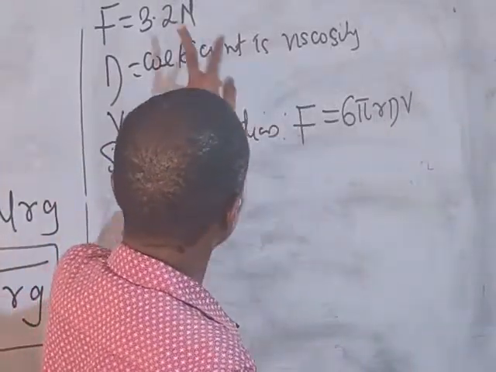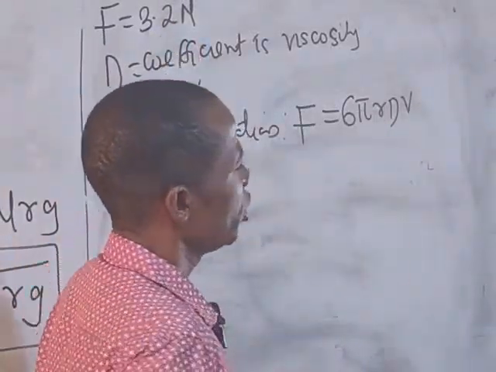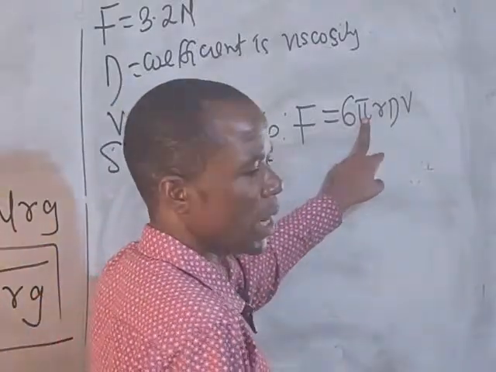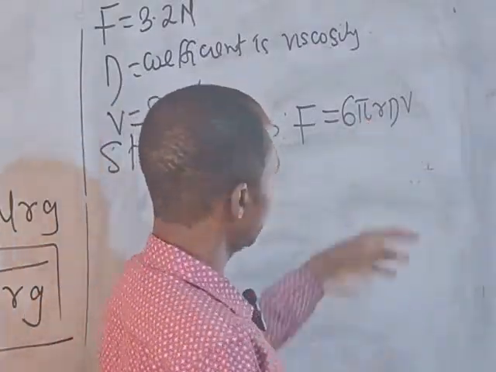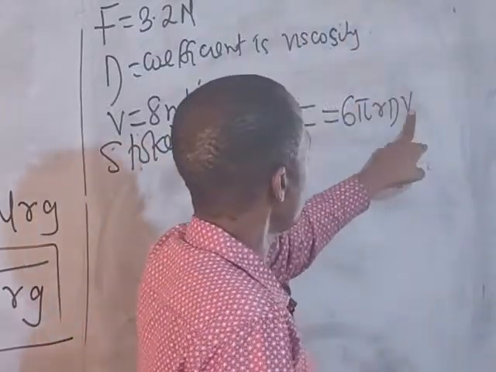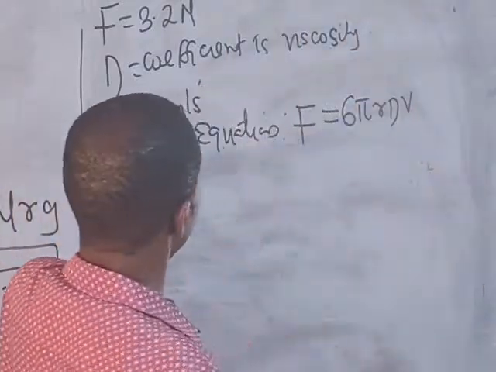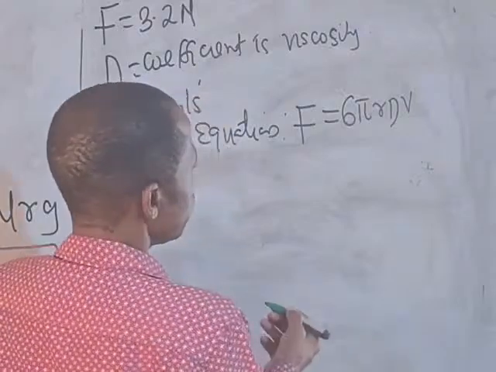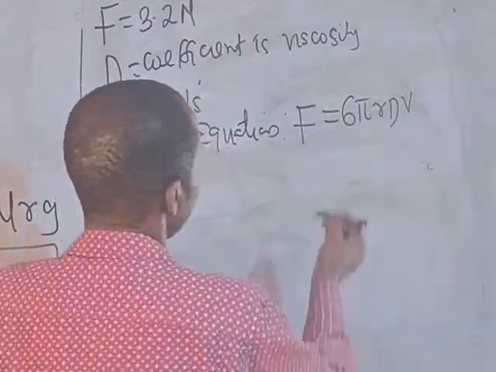F has been given. That's the viscous force. We know what pi is, that's 3.14. We know what R is, that's the radius. We calculated it to be this. We know what V is, that's the terminal velocity given here. So what we need to simply do is calculate the coefficient.